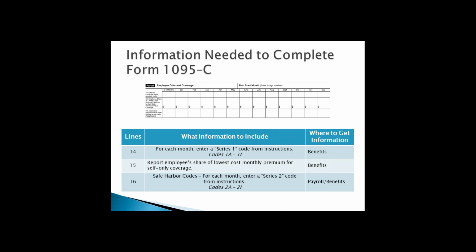So again, for part 2 of the 1095-C, there's a lot of information required. The IRS has really thorough instructions, again, with descriptions of each of these codes that's required to be put onto this form. So again, for line 14, you'll have to put a Series 1 code, and then line 16 requires a Series 2 code.